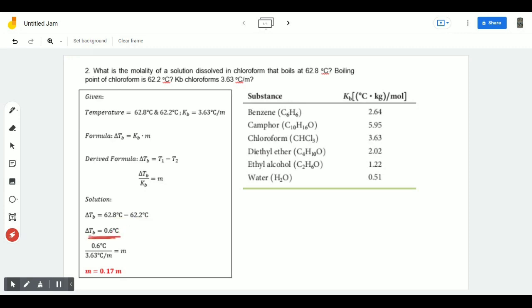And then, doon naman sa second na formula, i-divide si boiling point elevation, which is 0.6 degrees Celsius sa Kb or yung molar boiling point elevation constant, which is 3.63 degrees Celsius over molar. Then, cancel yung degrees Celsius, matitira. And then, i-divide natin na siya, magiging 0.17. And yung unit for molality is m, small letter m. And then, yun, ang molality ng solution ay 0.17 m.